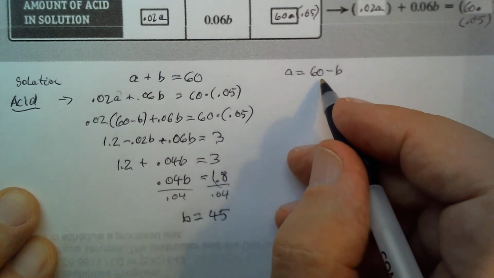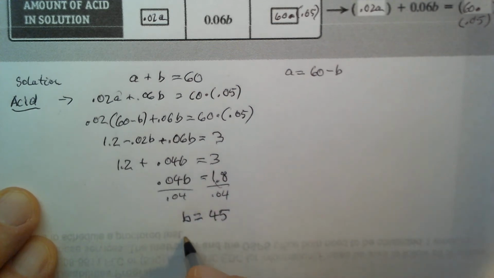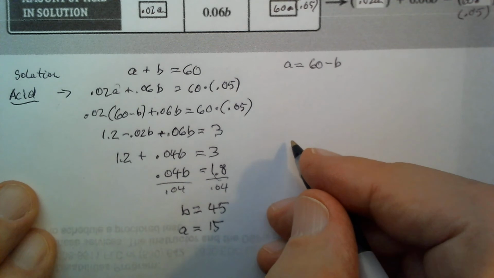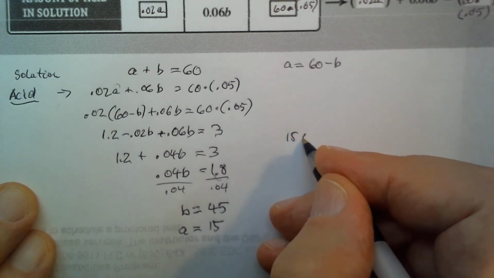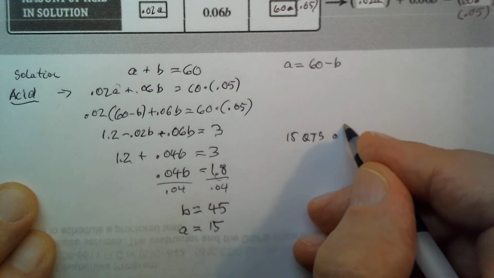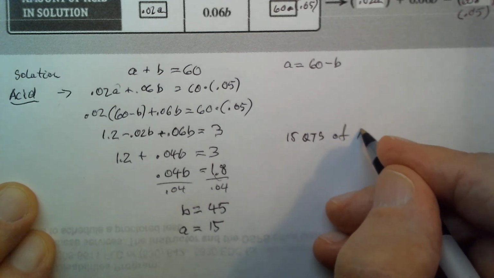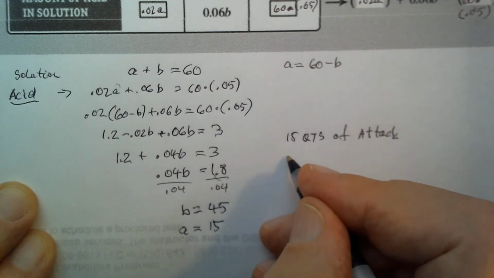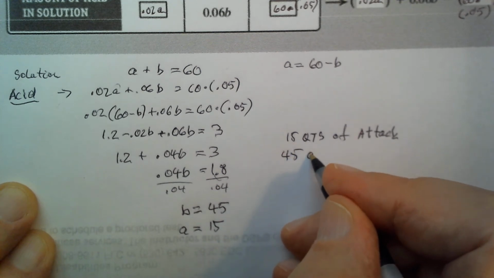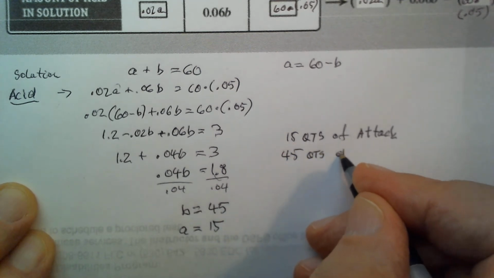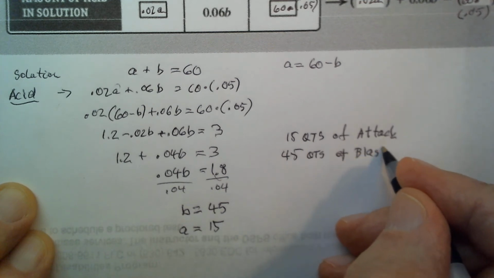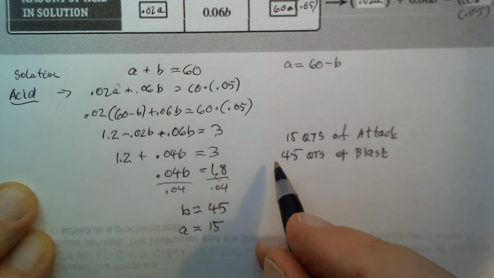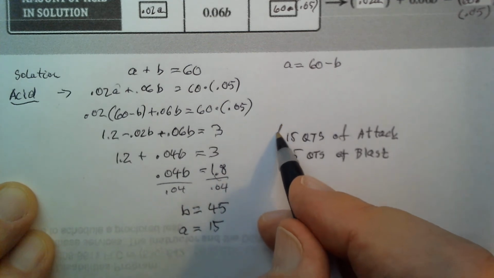And since A is equal to 60 minus B, 60 minus 45 is 15. So in other words, we need 15 quarts of attack and we need 45 quarts of blast to make a 60-quart solution that has 5% acid in it.